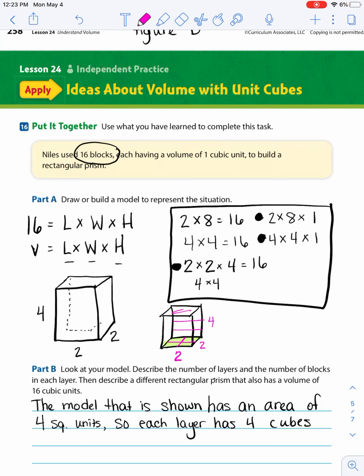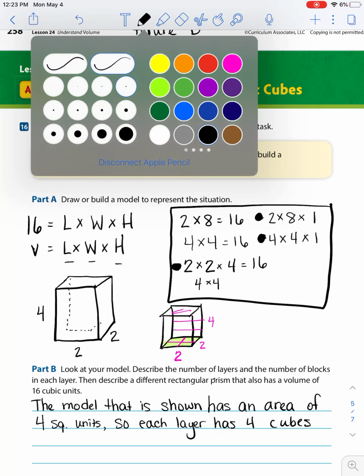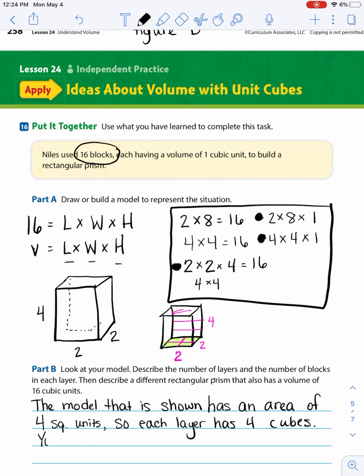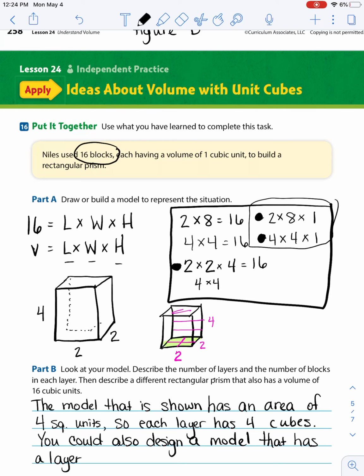Okay? Now, you could also design a model. Now is when you go up and you pick one of your other ones that has a layer of 16 cubes. So a 2 by 8 by 1. Okay?